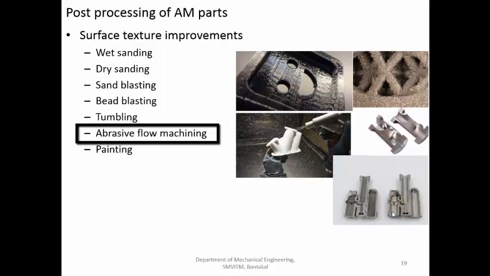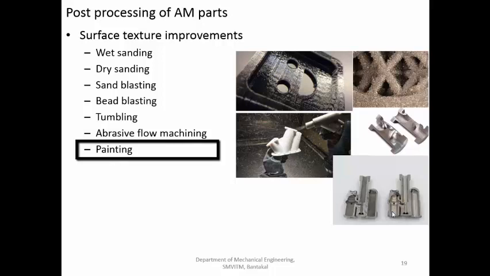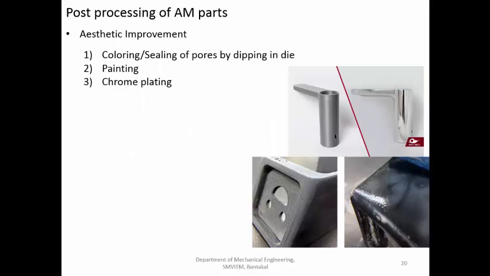The next method is painting. It is one of the simplest things. If you want to improve the surface, you take a thick coat of paint and apply it uniformly on the surface. You are going to get a very smooth surface of the part. So that is the surface texture improvement, the post-processing activity. Next one is the aesthetic improvement.